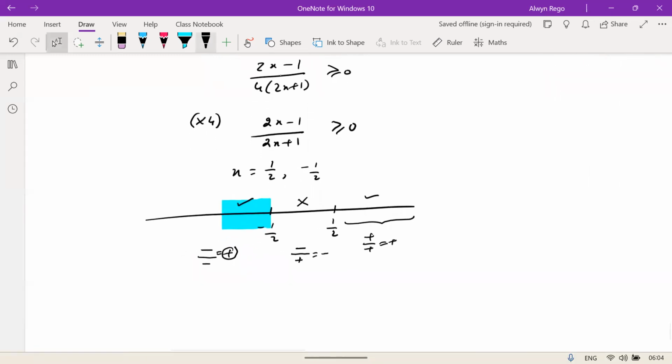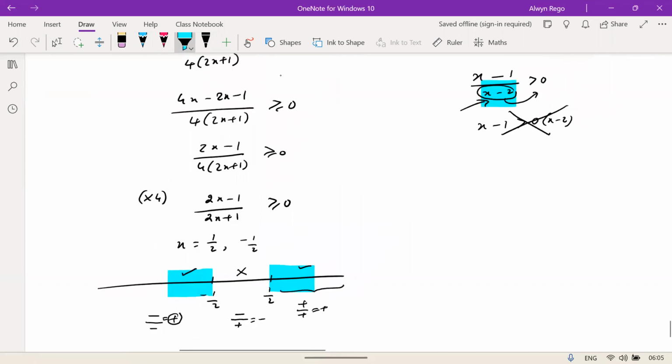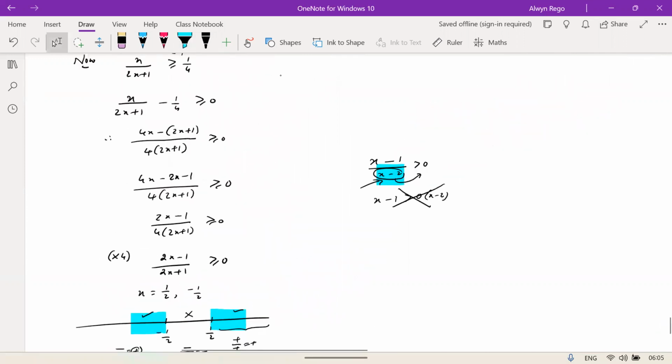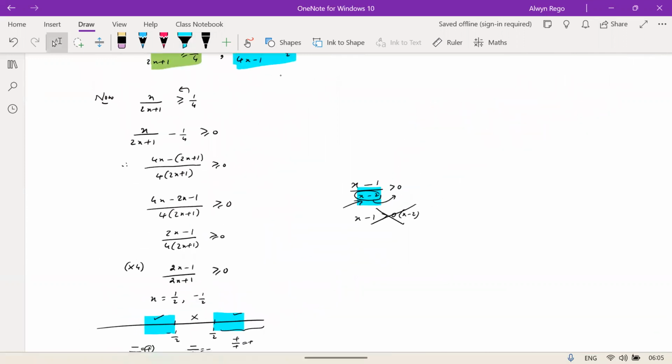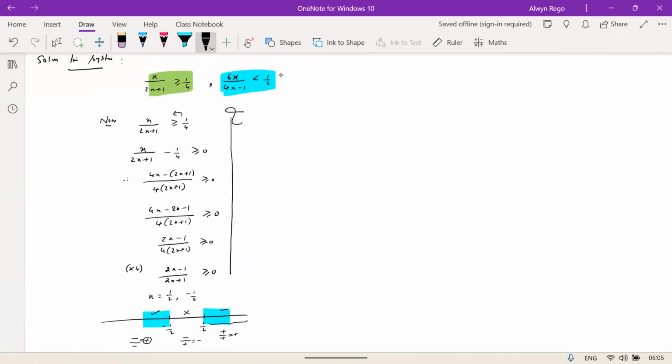So the solution is obviously x here. Anyway, I'll just keep this pending because this is where I have the solutions. So I know that solutions belong here and here. But then at the end of the story, the problem is to solve the system of inequalities. So I would go for solving the other component of the inequality here. This one also must be taken care of. You have 6x by (4x minus 1) minus half is less than 0.